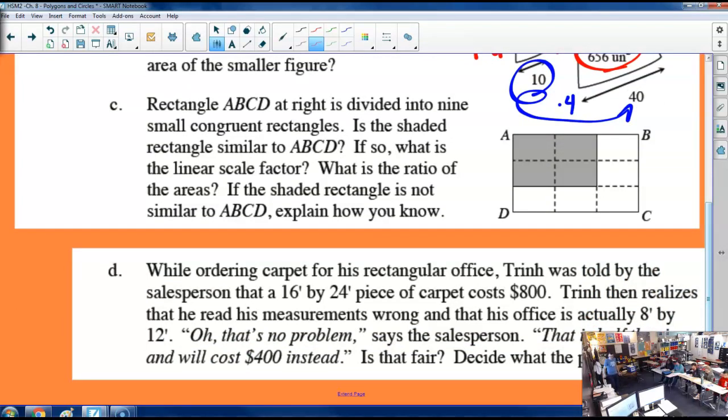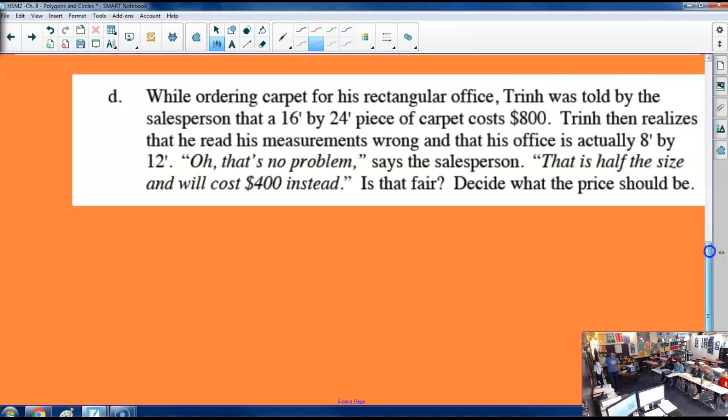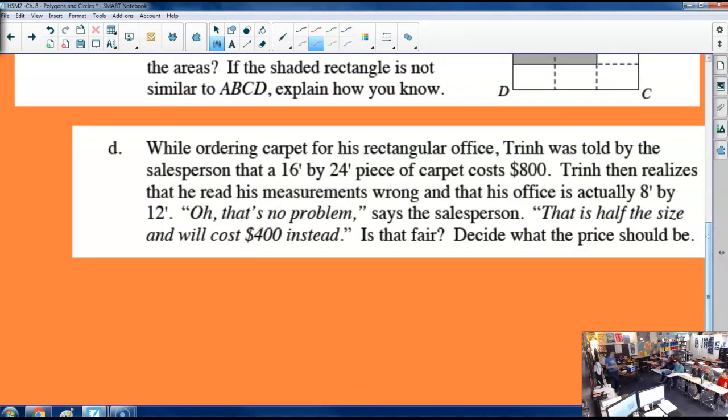It feels weird. Biggest thing is make sure that when you power a fraction, when you exponent a fraction, you apply it to both pieces. Any issues on this one?